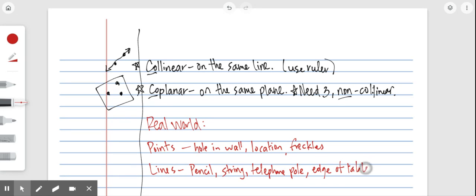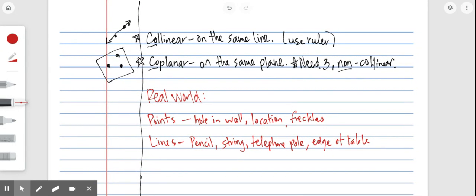And then some real-world examples of planes. Planes are things like the wall, the top of your table, tabletop, paper. Notice the difference between these things. Points are just one little dot. Lines are straight lines back and forth somewhere. Planes are things that are flat, so two-dimensional things.